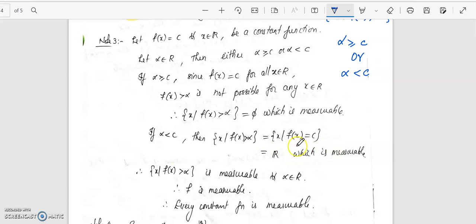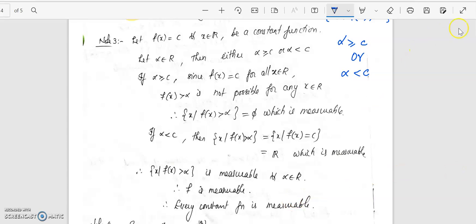Now as we know R is measurable, so therefore in both cases, whatever value alpha is, the set of all x such that f of x greater than alpha is always measurable. So we can conclude that f is measurable, and f is a constant function here. So every constant function is measurable.